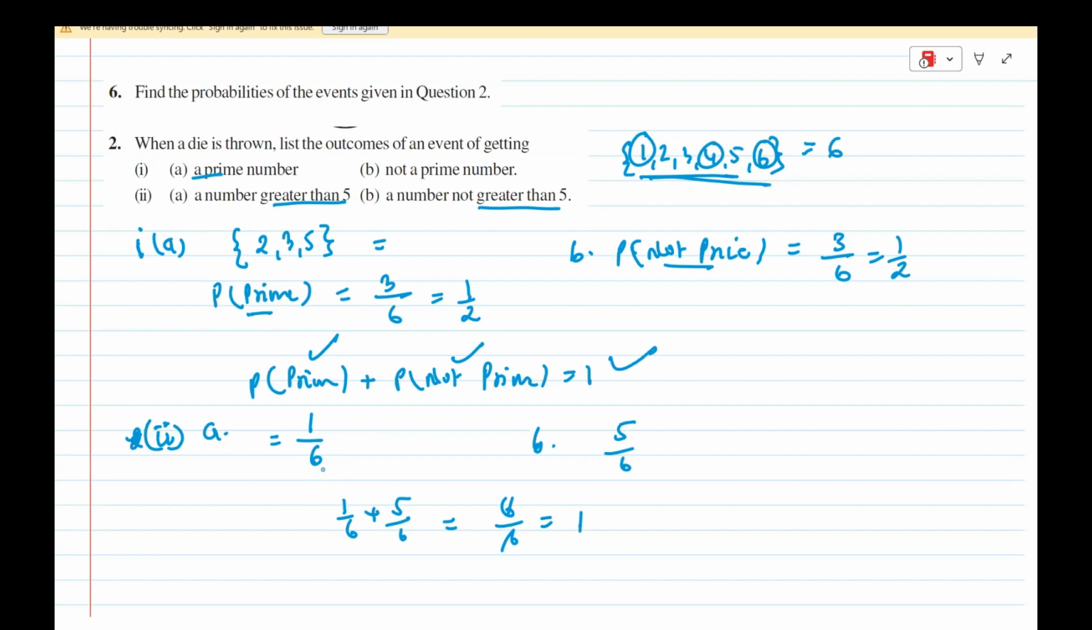Correct? So this was about the complete 4th chapter. After this, we will start chapter number 5. I'm going in sequence so that it will be easy to cover the things.